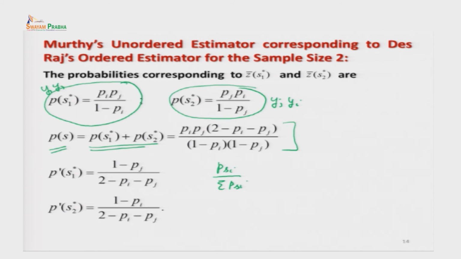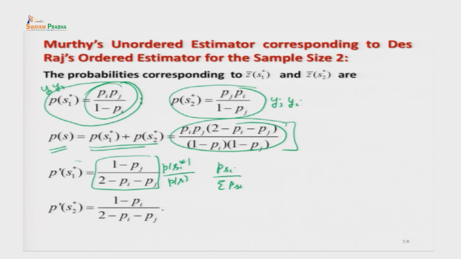Based on that we have defined P prime S1 star as PSI divided by the sum of PSI. So this first probability will become PS1 star divided by PS, and if you take the ratio of these quantities, it will come out like this. So this is your P prime S1 star, and similarly you can find PS2 star divided by PS, and you will get this. Essentially you simply have to interchange i and j, nothing more than that. But I would request you to please take a paper and a pen and try to obtain these steps yourself. These are very simple steps.